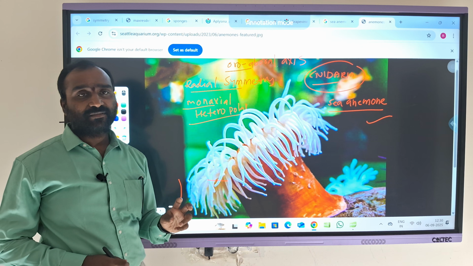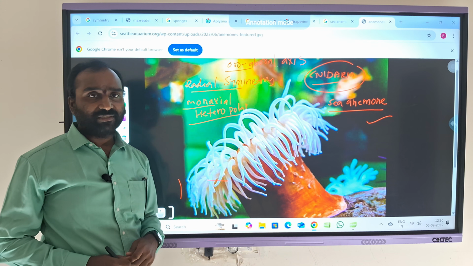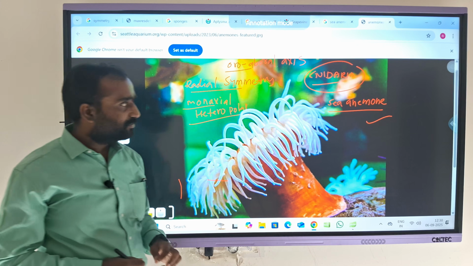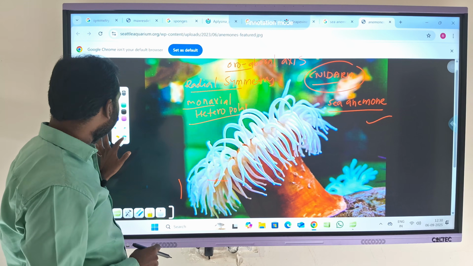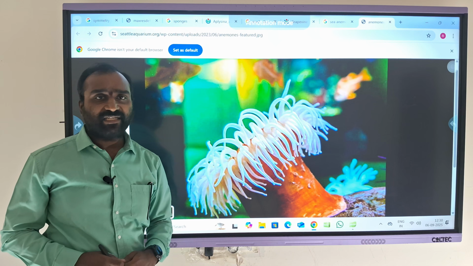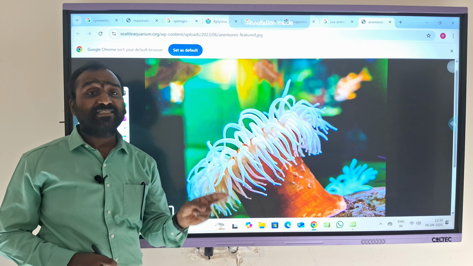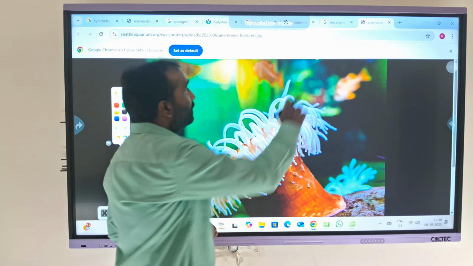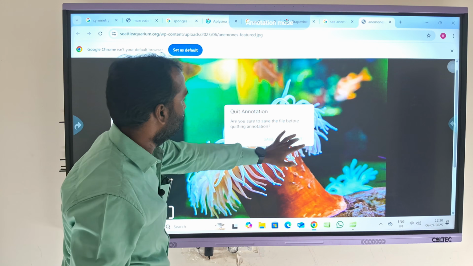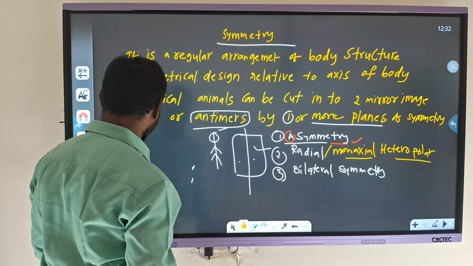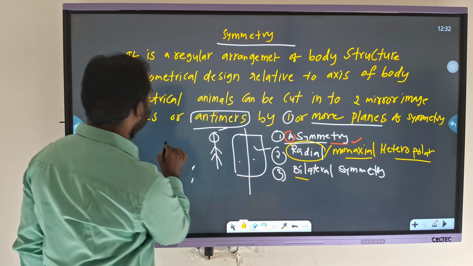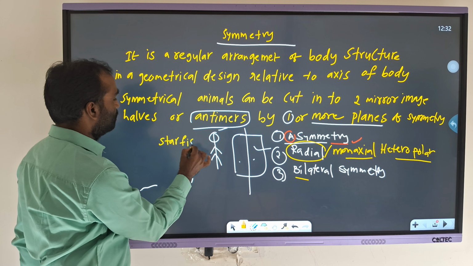And here one more important point: how organisms exhibit symmetry at different levels. Here also we have two kinds of symmetries. Generally, the first thing, as we discussed: the majority of organisms have a larva condition with bilateral symmetry, but in the adult condition they exhibit one more kind of symmetry. So for this I am taking an example of starfish. What is that? Starfish.